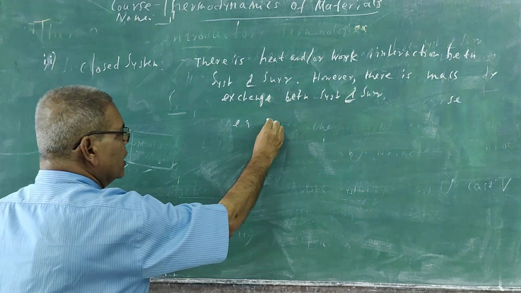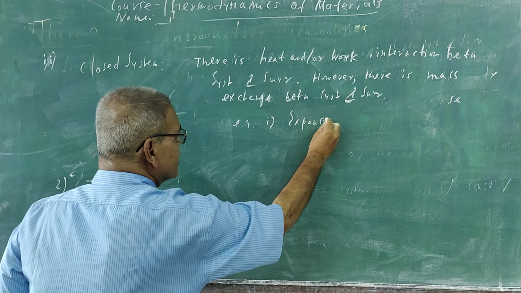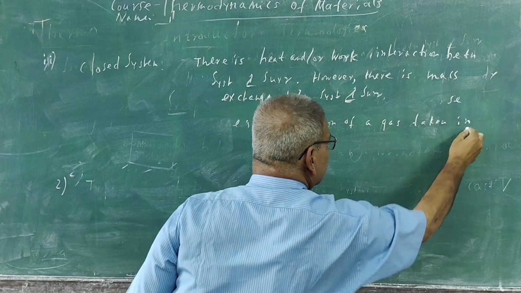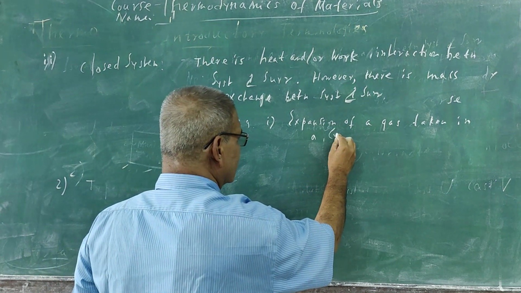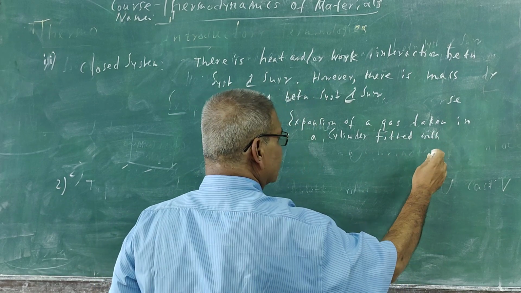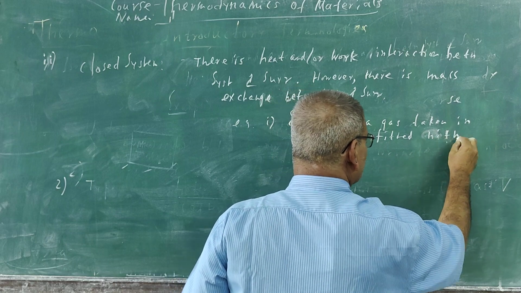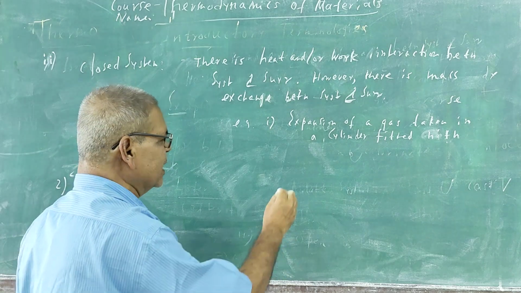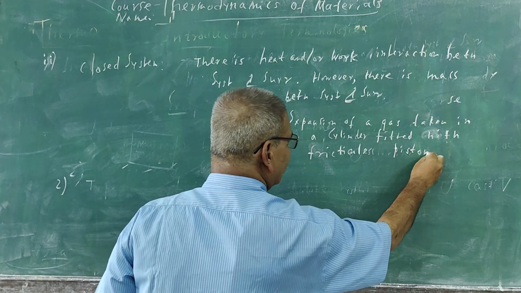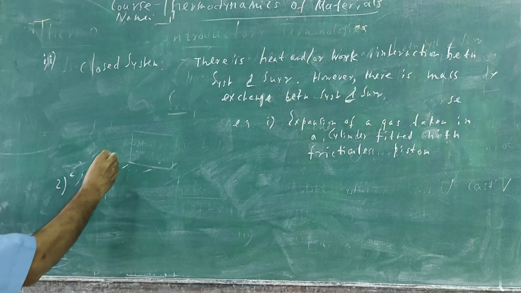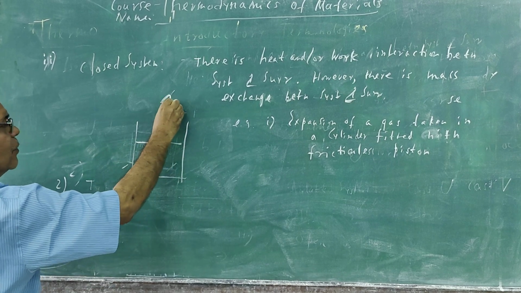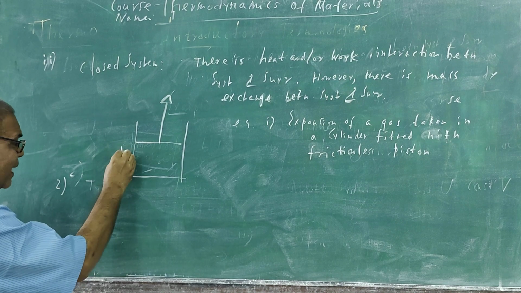Example: expansion of a gas taken in a cylinder, heated, with a frictionless piston. Frictionless is a term. So one example. Let me elaborate this. This is the cylinder. This is the piston. There is a load upon it, and there is a thermostat.